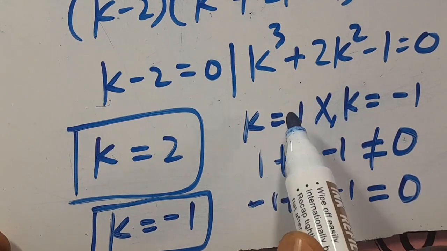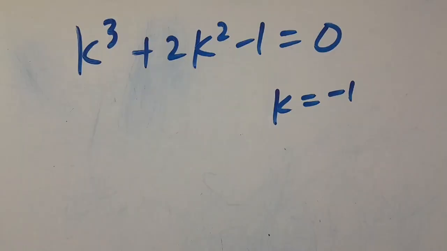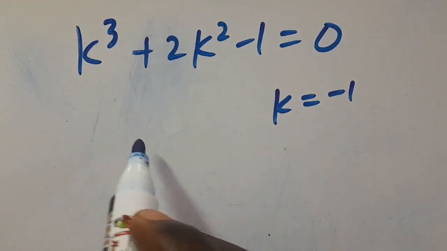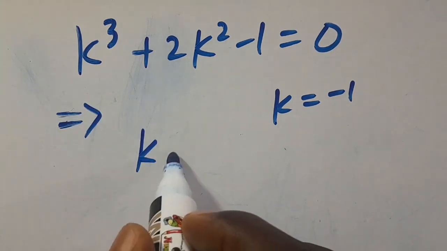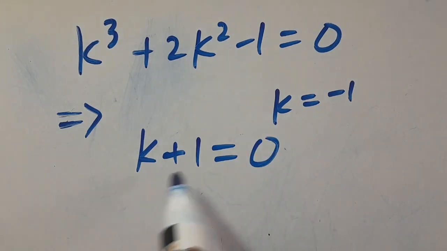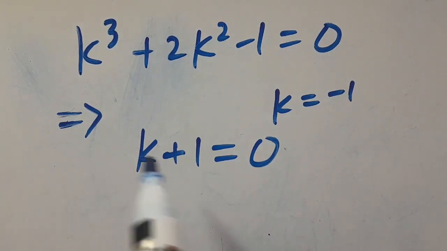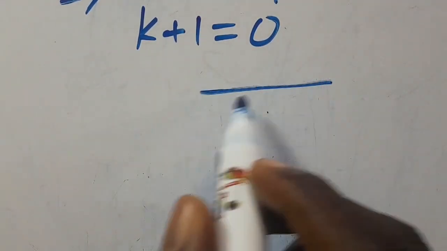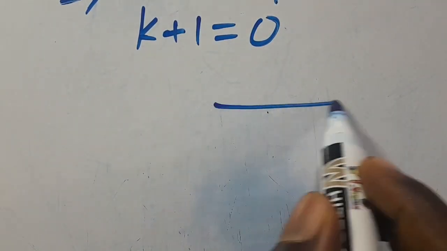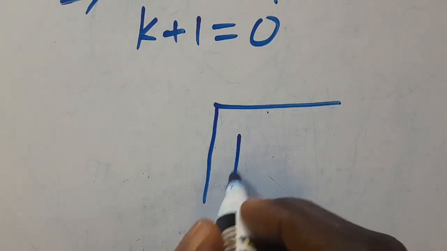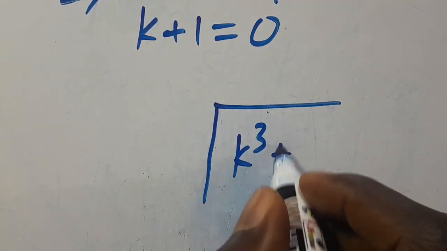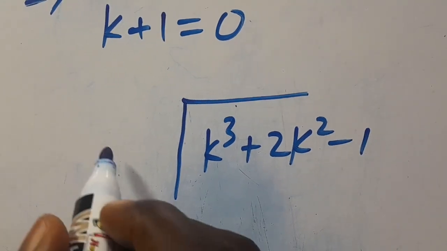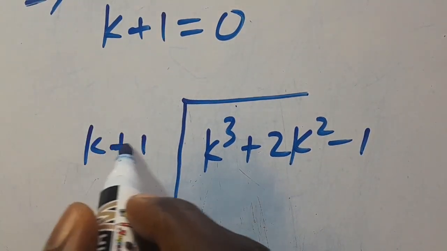Then let us get another solution. Then we are going to apply the division of polynomial from here. So by inspection, we suggest that k equals minus 1 satisfies this expression, and this implies that k plus 1 equals 0. This one is a divisor, while this one is a dividend. So now let us apply division of polynomial, where we are going to have k to the power of 3 plus 2k squared minus 1. Here will be k plus 1.